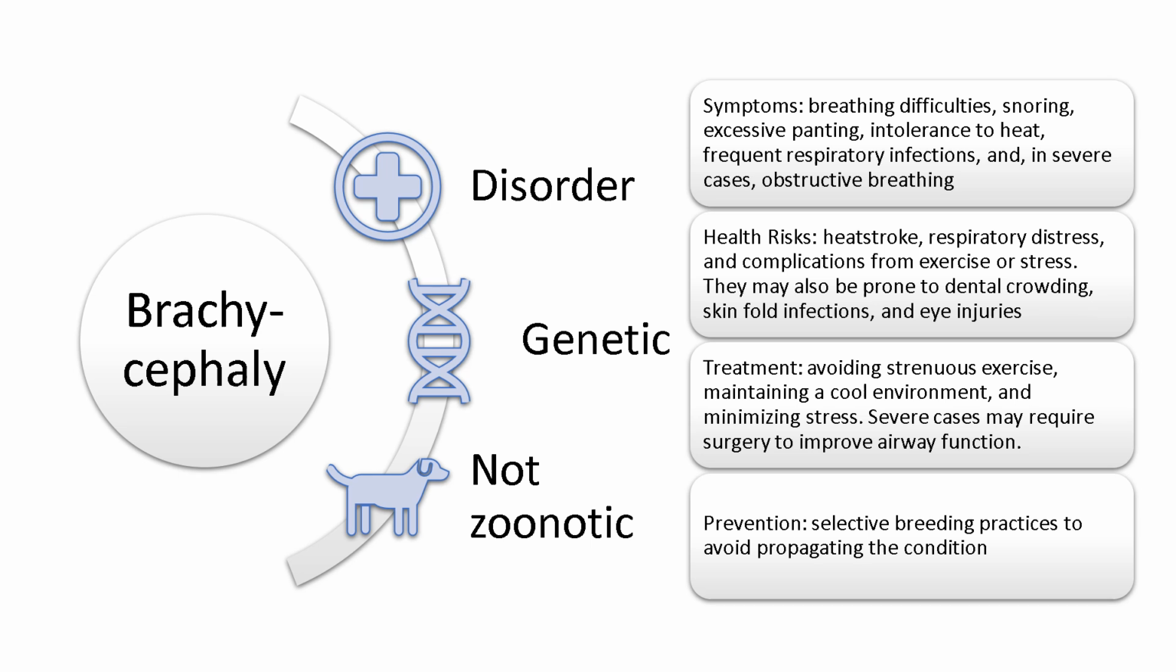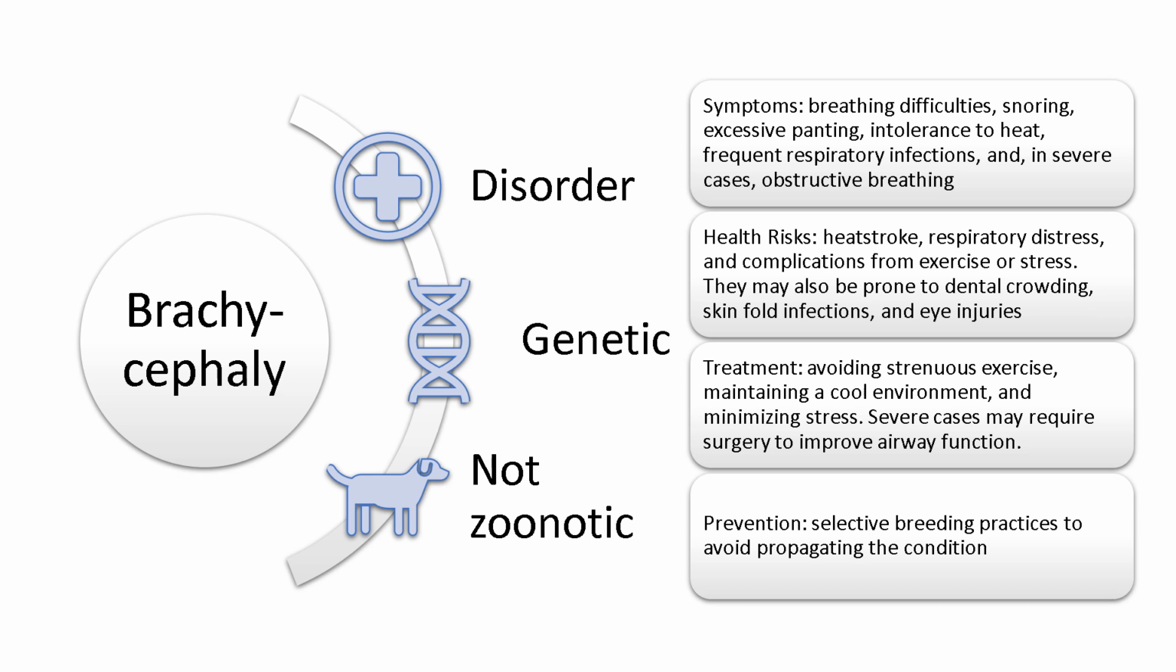Common symptoms include breathing difficulties, snoring, excessive panting, intolerance to heat, frequent respiratory infections, and in severe cases, obstructive breathing. Dogs with this condition may have a compromised airway, leading to a range of issues known as brachycephalic obstructive airway syndrome, BOAS. Brachycephalic dogs are at a higher risk for heat stroke, respiratory distress, and complications from exercise or stress. They may also be prone to dental crowding, skin fold infections, and eye injuries due to their skull shape.